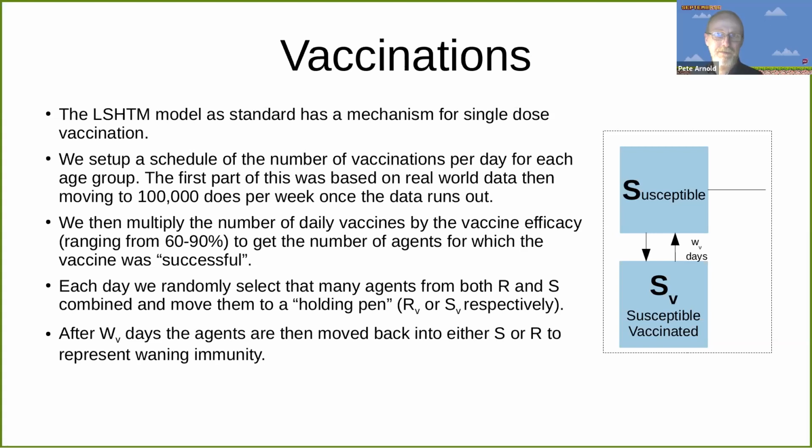A bit over time. So yeah, vaccinations work by simply saying we have so many vaccinations per day, and we take that many people out of the model, put them in SV or RV, and then they're no longer involved. After so many days, WV in this case, we can take them back out of the model and move them back and forth. And we have a certain efficiency, so we say we pick out 100 people, and 60 of them, their vaccination works. 40 don't. So that's easy enough.